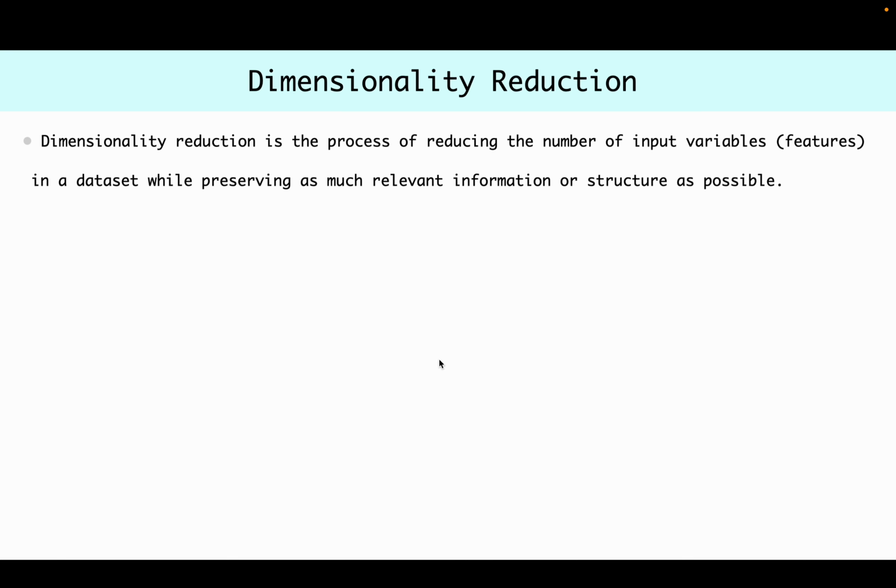Dimensionality reduction is the process of reducing the number of input variables or features, which means removing the unnecessary, redundant or noisy features which are irrelevant in a dataset, while preserving as much relevant information or structure as possible. So let us see how it can be done and what are the methods which are involved.